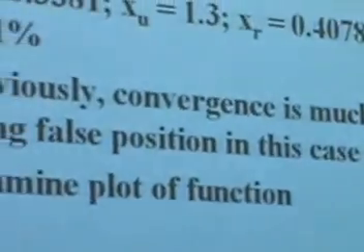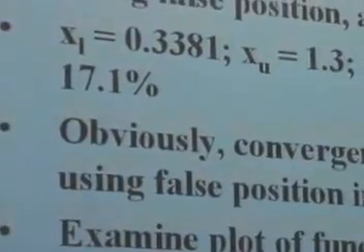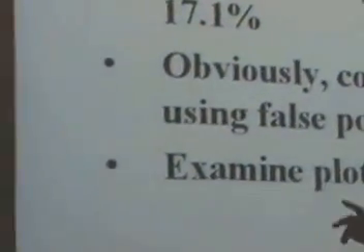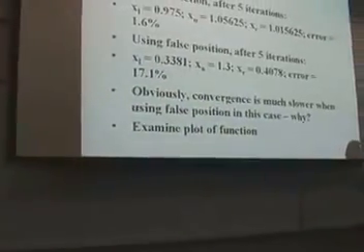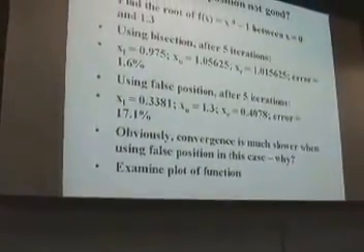So what happens? If we use bisection, and I left off the steps in here, after 5 iterations this is what you get: xl is 0.975, xu 1.05, xr 1.01. What's the error? It's 1.6%. Now we use false position after 5 iterations. What happens? Notice what has occurred. We've actually gotten less accurate. We're now running about 17.1%. So convergence is much slower using false position.